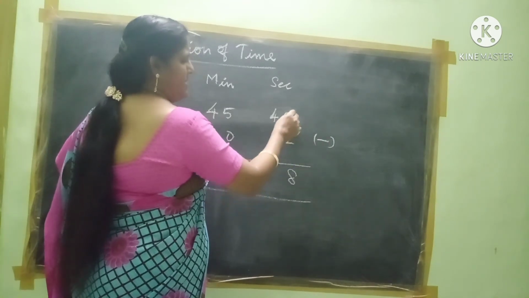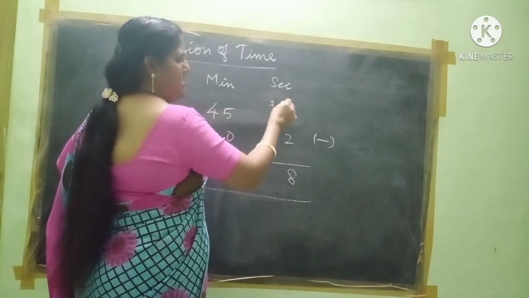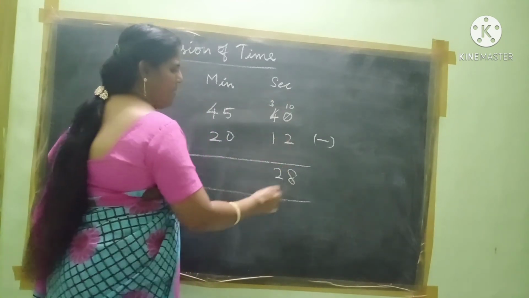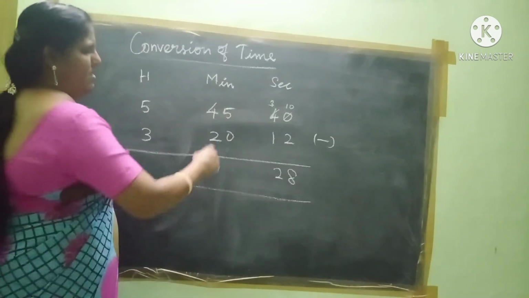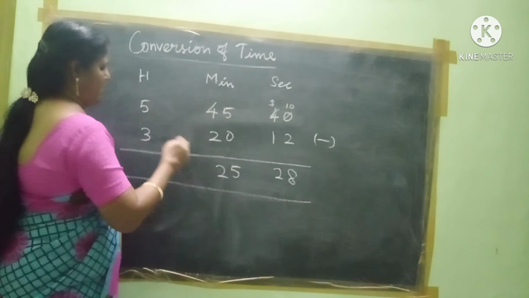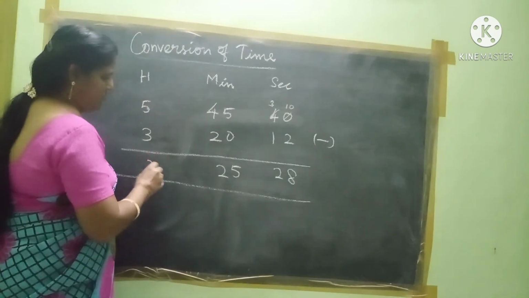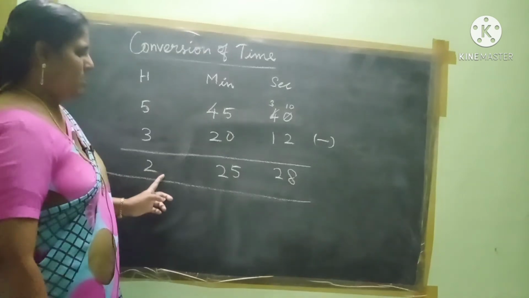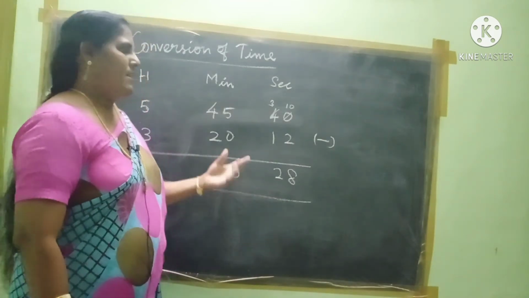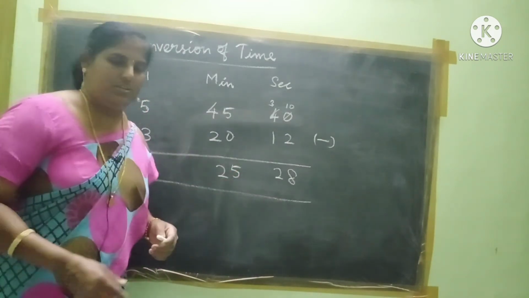so if you take this, it becomes 10, it becomes 3. 10 minus 2, 8. 3 minus 1, 2. So next, 5 minus 0, 5. 4 minus 2, 2. 5 minus 3, 2. So the answer is what? 2 hours, 25 minutes, 28 seconds. Okay, let's see the next one.